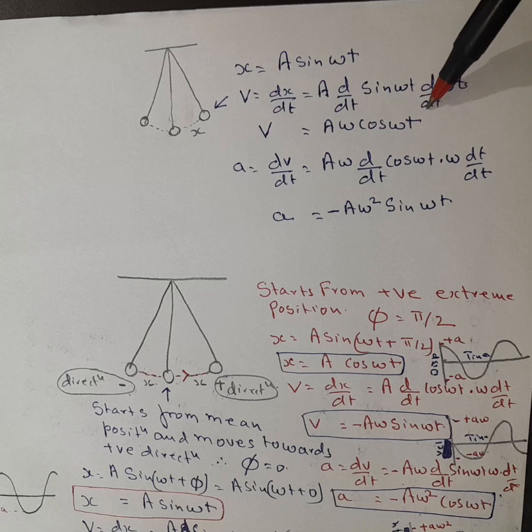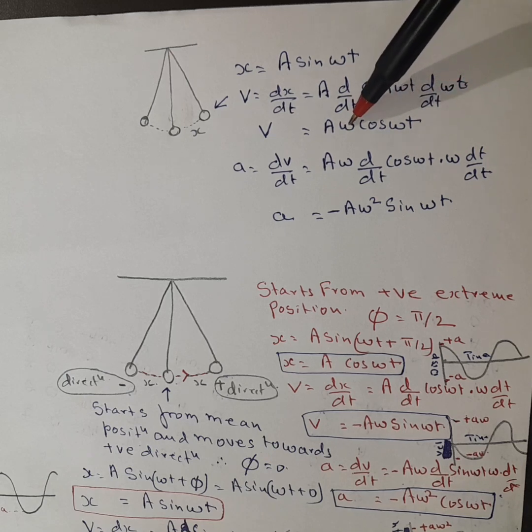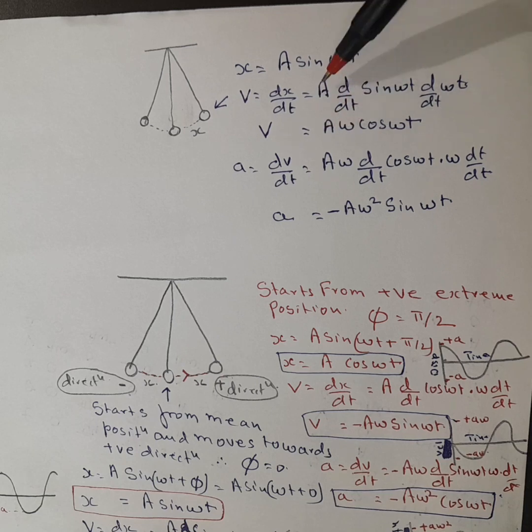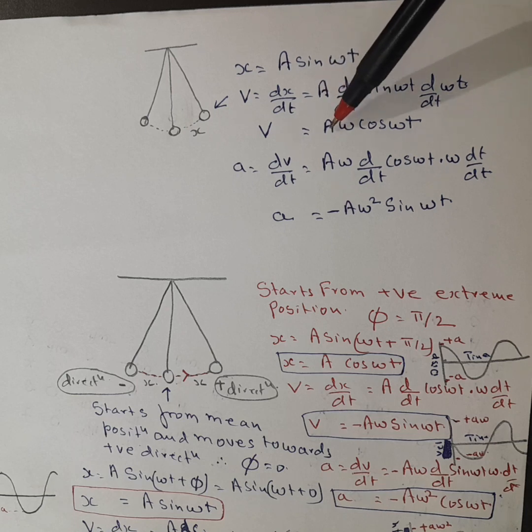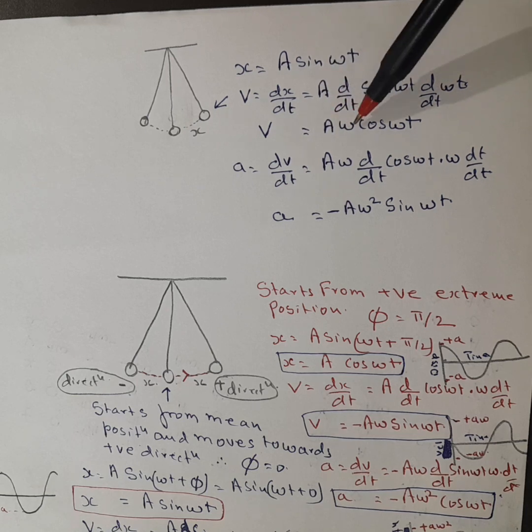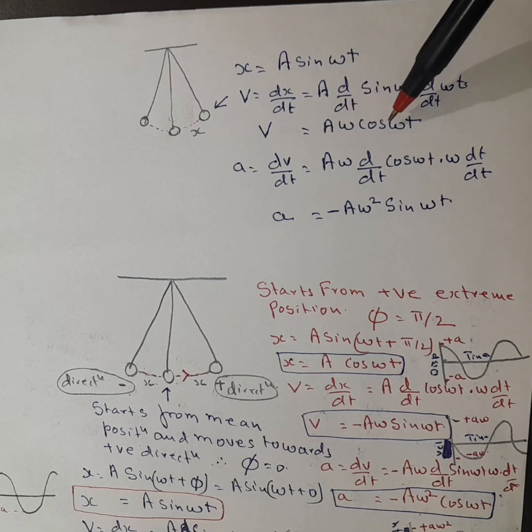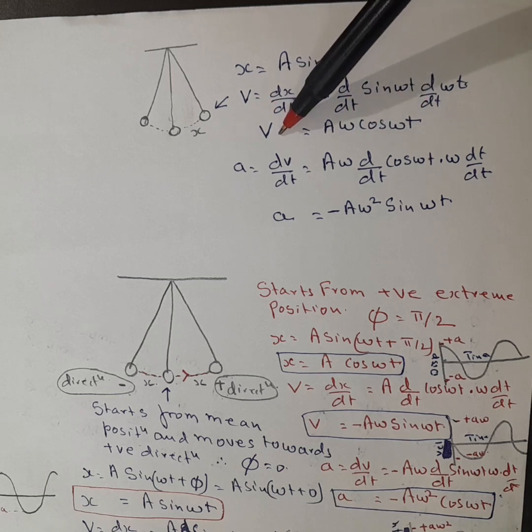So when we do this, dt gets cancelled. So omega remains over here, and that omega comes out here. So a omega, a was out because we know a constant is always taken out of the differentiation, d by dt. So this omega comes here, a omega, and sine gets converted to cos. So a omega cos omega t is for velocity.